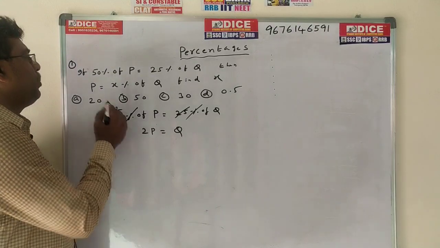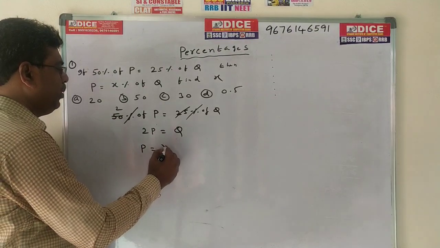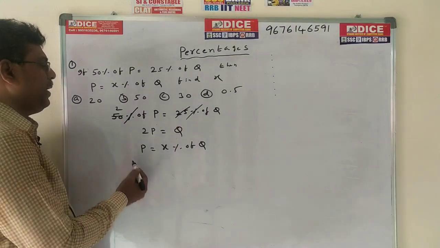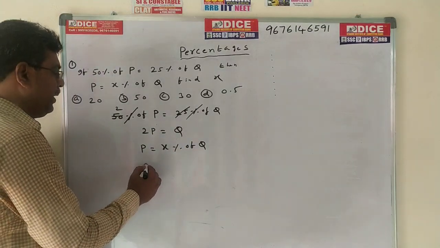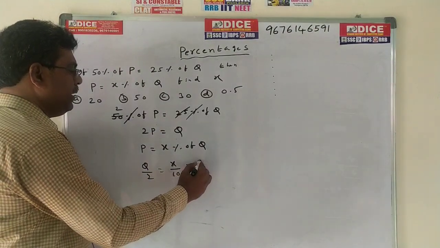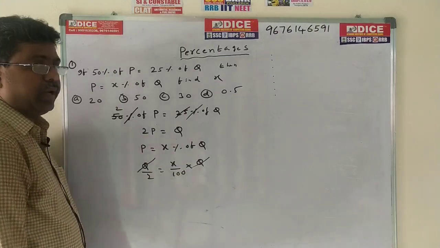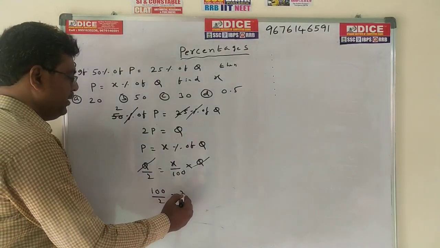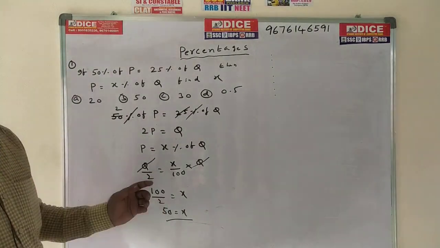Now come to the problem. The problem given is P is equal to X% of Q. P is equal to Q by 2, so I am taking Q by 2. X% means X by 100, into Q. So this Q and Q cancel. Bringing 100 to this side, 100 by 2 is equal to X. 100 by 2 means 50. So the required answer is 50.